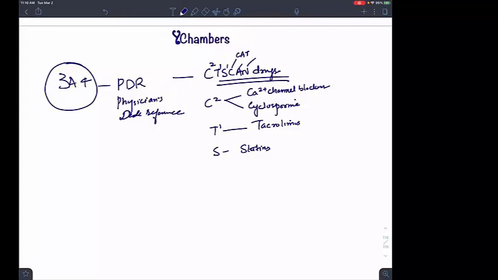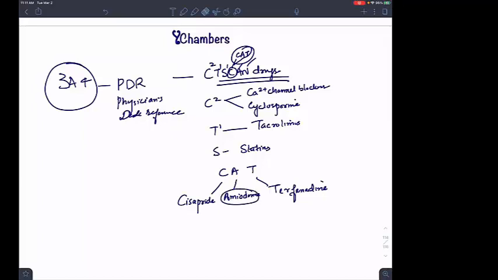And CT scan. C is cat. So cat means C for cisapride, A for amiodarone, T for terfenadine. This amiodarone you can write here astemizole. We put it in the other way.